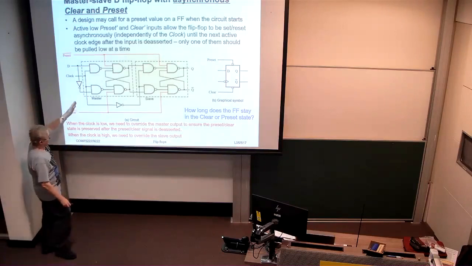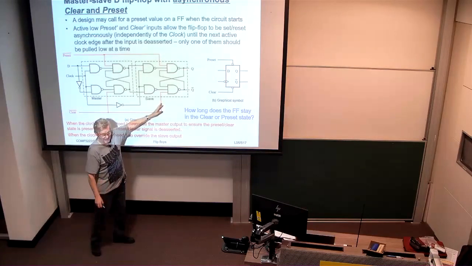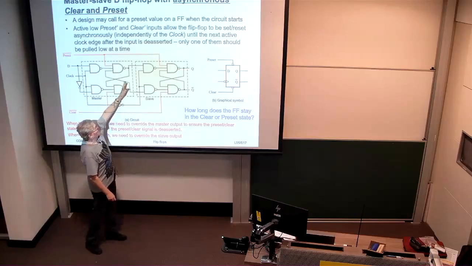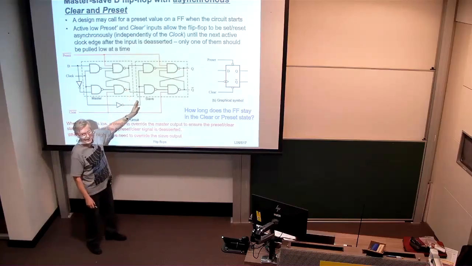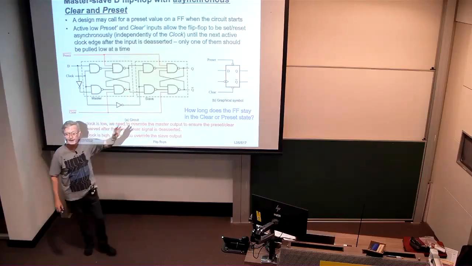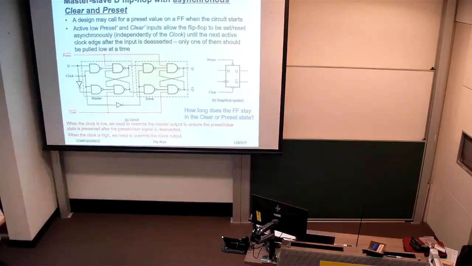Well, when the clock goes low, the slave becomes active, right? And it's going to respond to whatever the output of the master is. And therefore, we can't guarantee that that preset or clear state's going to be maintained beyond the negative edge clock transition again. So in both cases, if we asynchronously preset or clear, that state is maintained until the next negative edge transition after we've deasserted the preset or clear signal, okay?